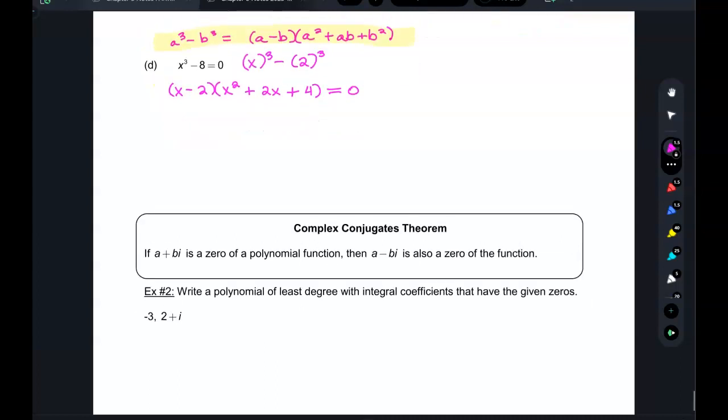Okay, now I want to set each part equal to 0. What if it's like x to the 4 minus 8? No. Then you'd have to solve that differently.